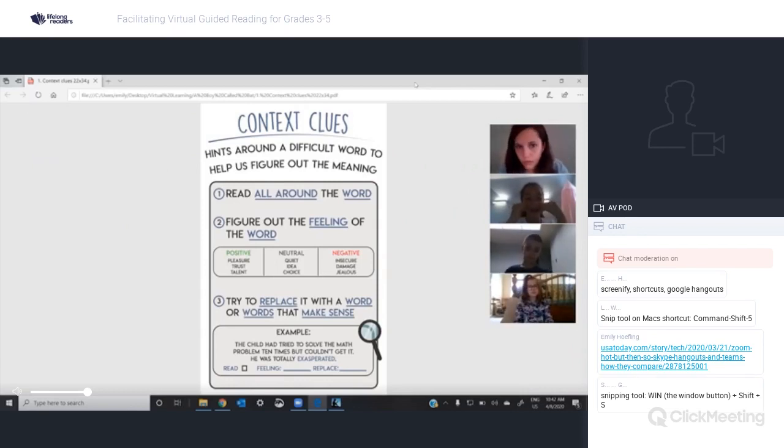Figure out the feeling of the word. Sometimes we can do this, sometimes we can't, but you kind of think, does this feel really positive? Is this a positive moment? Ooh, is this a negative? Or kind of neither one. It's just a bit neutral.